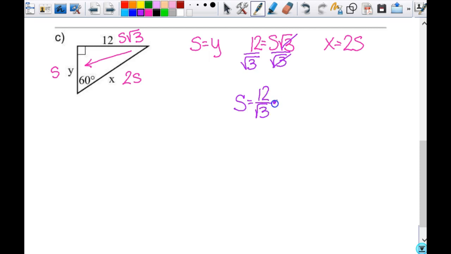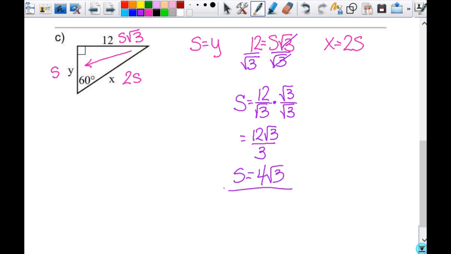So yesterday we were multiplying by the square root of 2 over the square root of 2. So what do I do here? Square root of 3. Whatever that square root is, that's what determines your fraction. So square root of 3 over the square root of 3. So that gives me 12 times the square root of 3 over what? 3. Can I reduce that? Yes. That reduces to what? 4 square root of 3. So that is s, right?